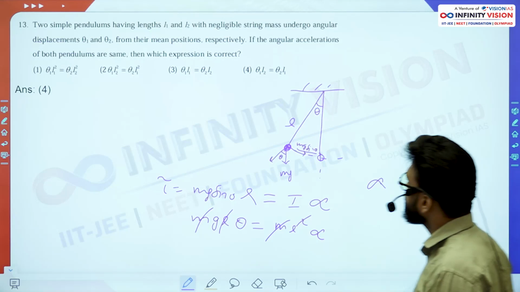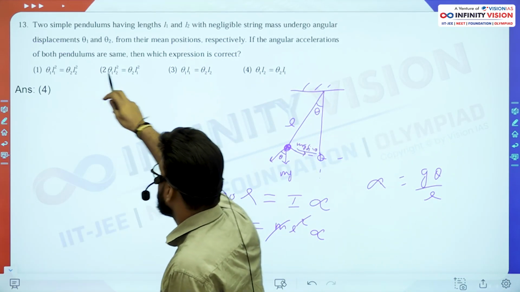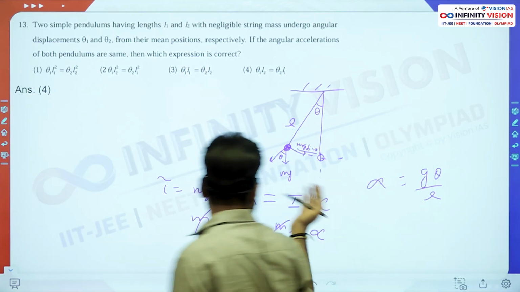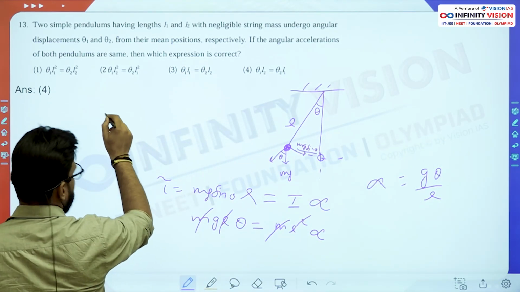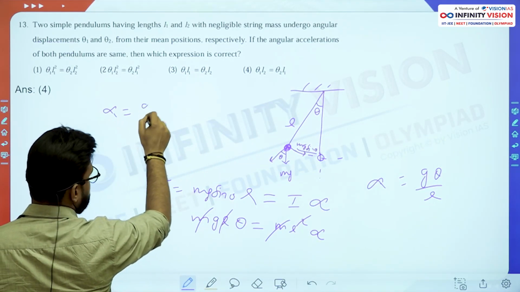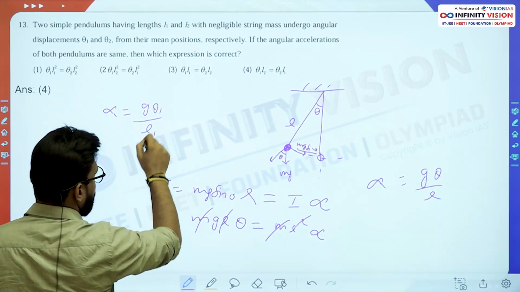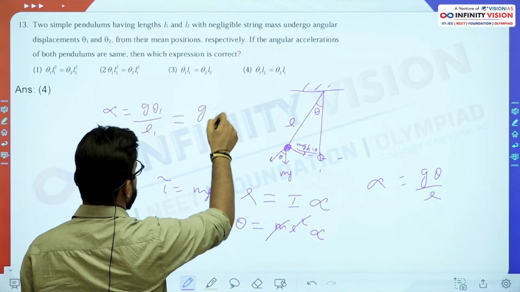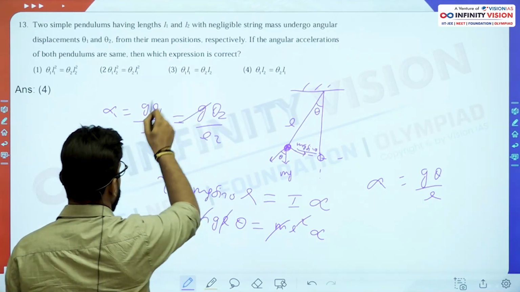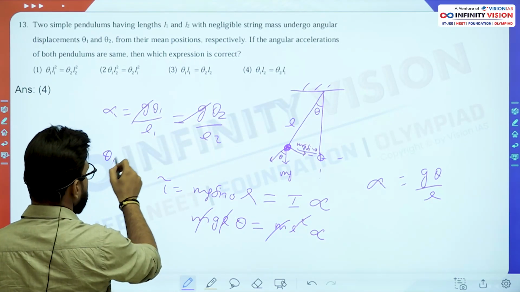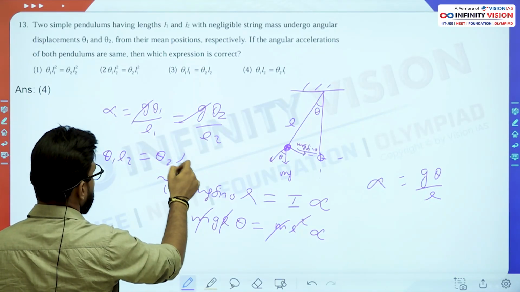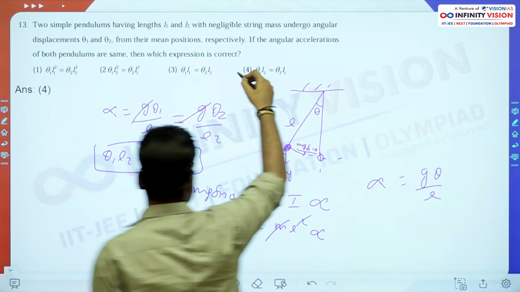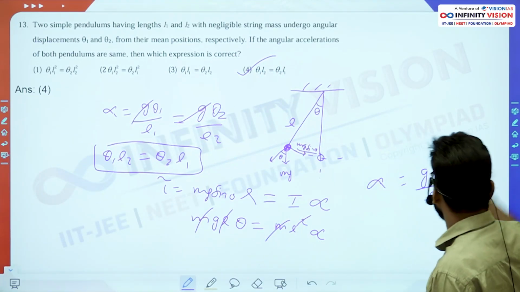Okay, it says if the angular acceleration of both the pendulum are same, so that means angular acceleration of both the pendulums are same. So we're gonna calculate the first angular acceleration is g theta 1 by L1. Okay, length of the rod. This must be equal to g theta 2 by L2. Both would have the same angular acceleration, so theta 1 L2 must be equal to theta 2 L1. So this is the expression that we are getting. So that means fourth option is the correct option that we are getting. Okay, next.